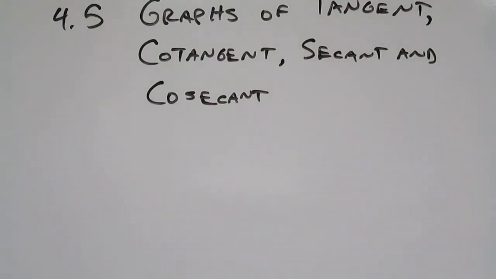All right, we've already looked at the graphs of sine and cosine in section 4. We're now going to look at the rest of the 6 major trig functions. So the first two I want to look at now are tangent and cotangent.